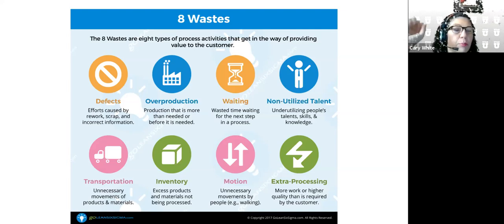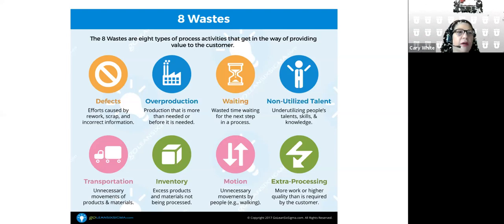Transportation. They put a truck logo there, but it's not just physical transportation like trucks. It's also, think of you emailing a file, someone storing extra files, sending emails, things like that. So it's virtual transportation and it's physically walking from place to place. It could be on a production floor. It could be in a service facility. Again, all of those kinds of things.